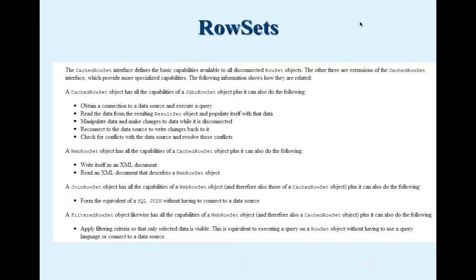A cached row set object has all the capabilities of a JDBC row set object. Plus, it can also do the following: obtain a connection to the data source and execute the query. Read the data from the resulting result set object and populate itself with that data. Manipulate data and make changes to that data while it is disconnected. Do you see that? While it is disconnected, it is manipulating all the data. Then reconnect to the data source to write back to it. Then check for conflicts with the data source and resolve those conflicts as well. That means if there is any conflict, it looks like internally it can resolve those conflicts.